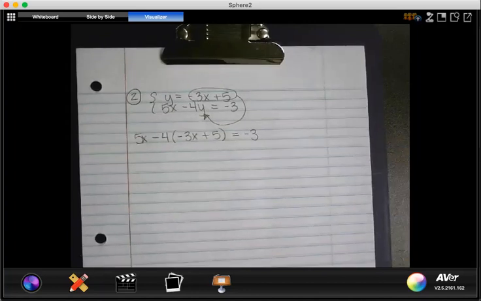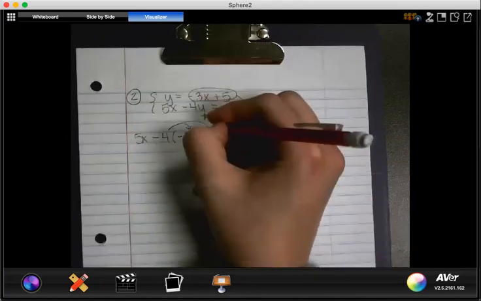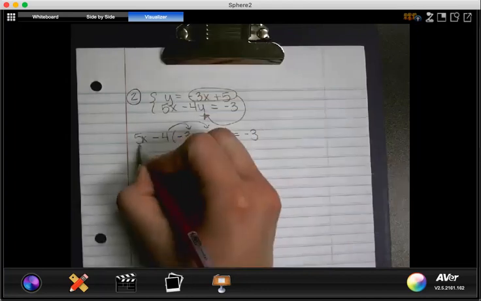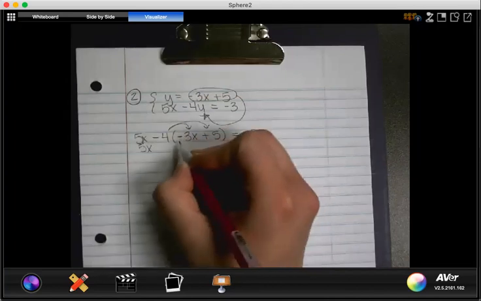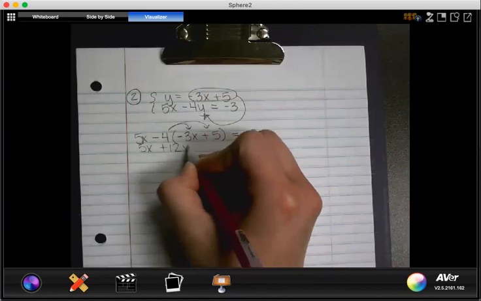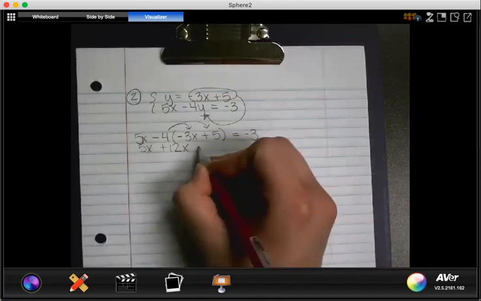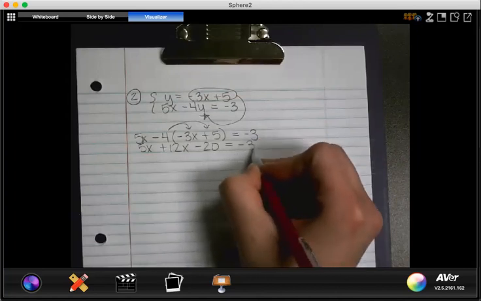And then, much like the first one, the first thing you're going to have to do is distribute. So we're going to distribute that negative 4 to both terms. So 5x, negative 4 times negative 3x is going to be positive 12x. Negative 4 times 5 is going to be negative 20. And that's equal to negative 3.